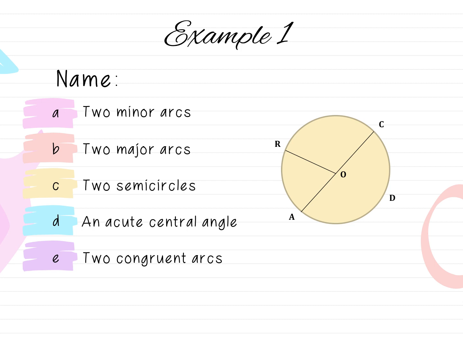So here it wants us to name all these parts. Now before we start that, this is called circle O. So you can put the little symbol and then the center point. And I'm also going to tell you that AC is the diameter.